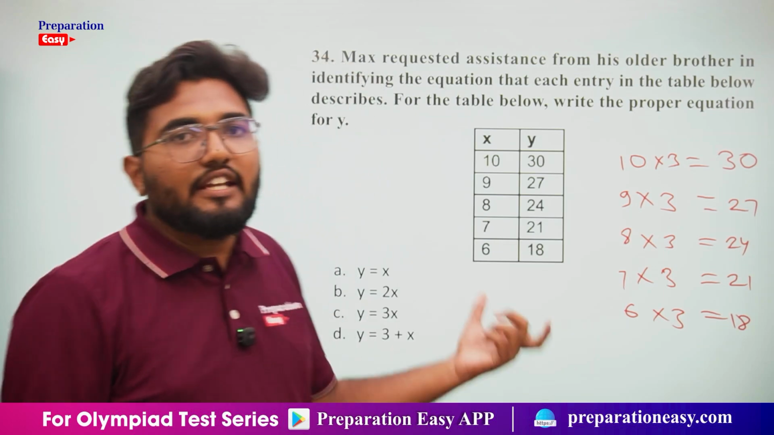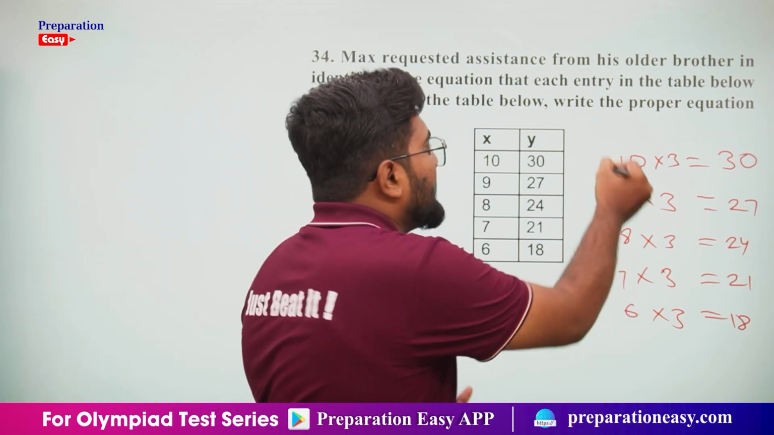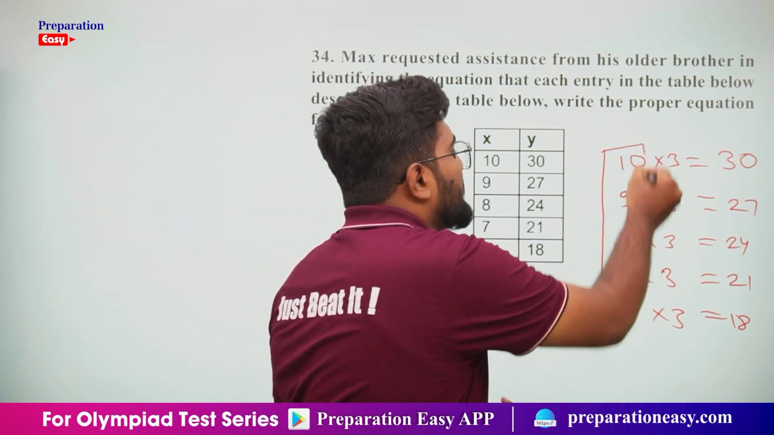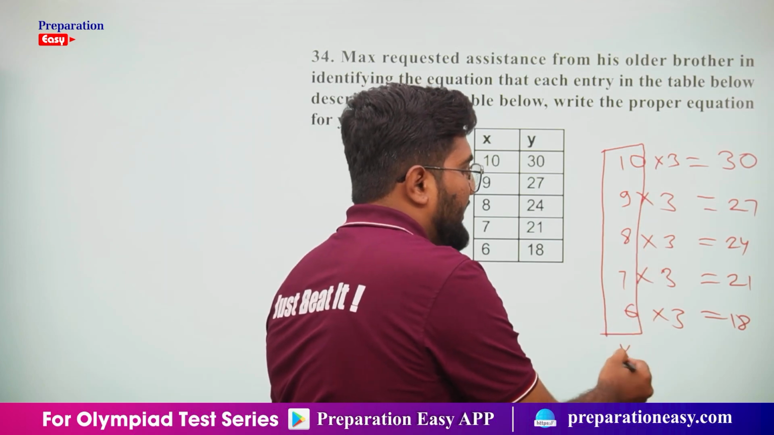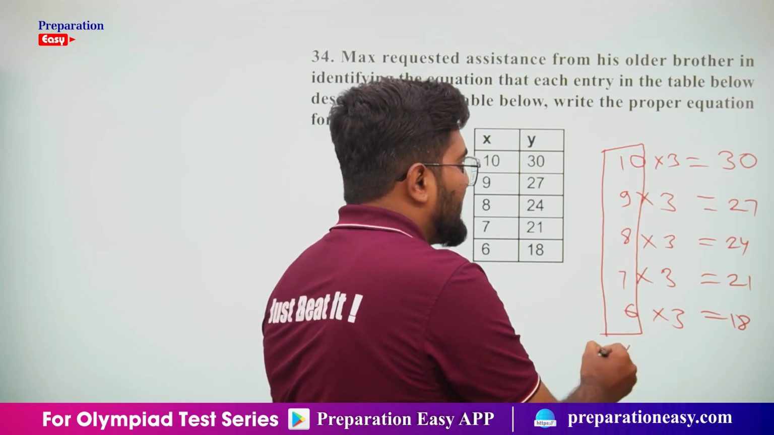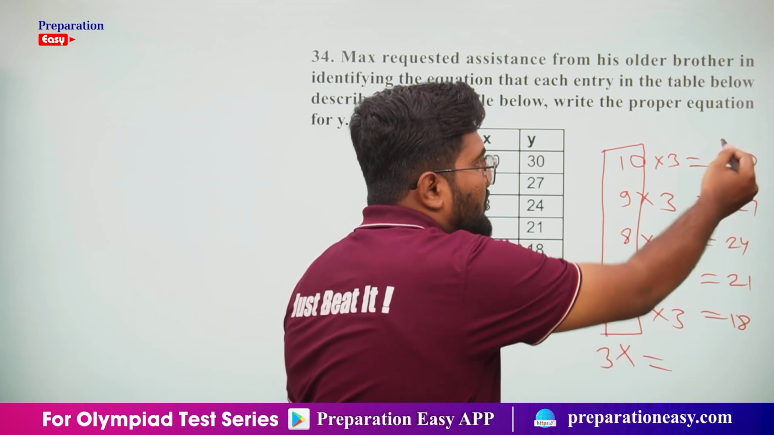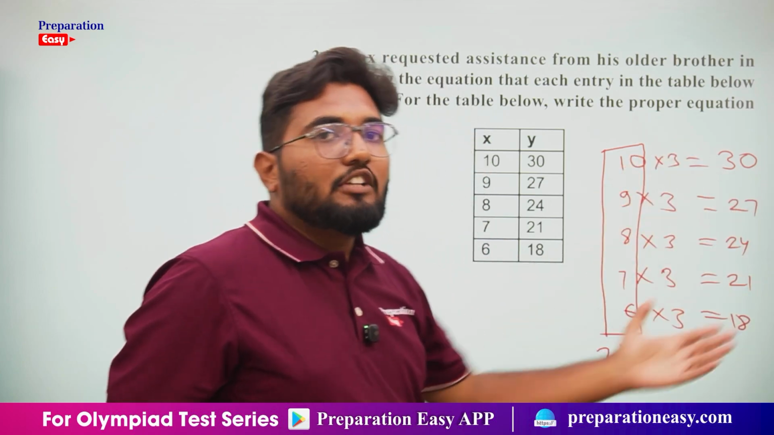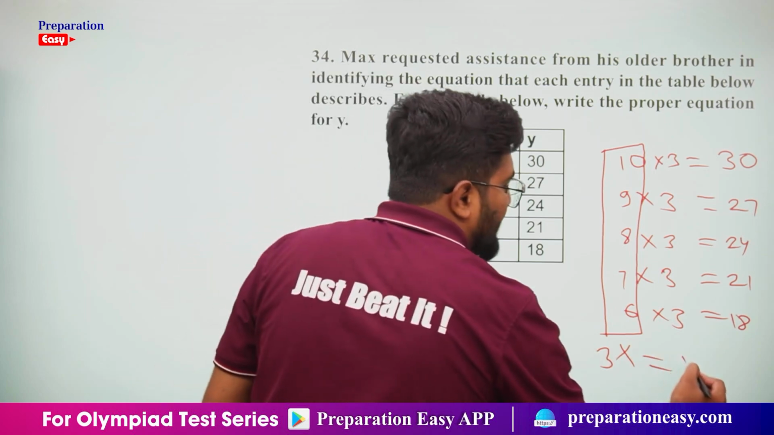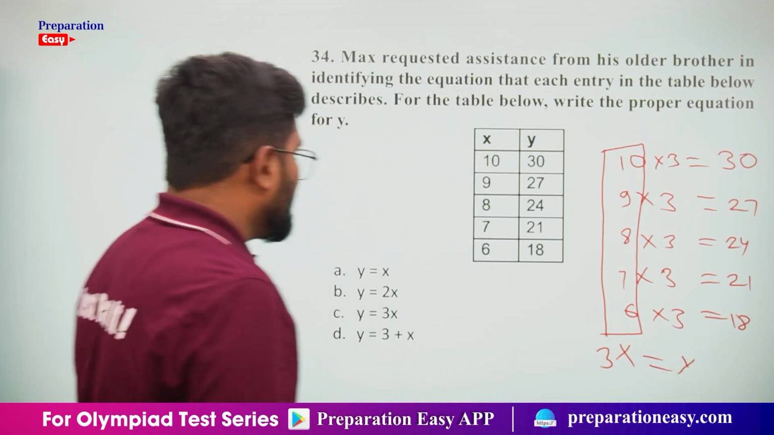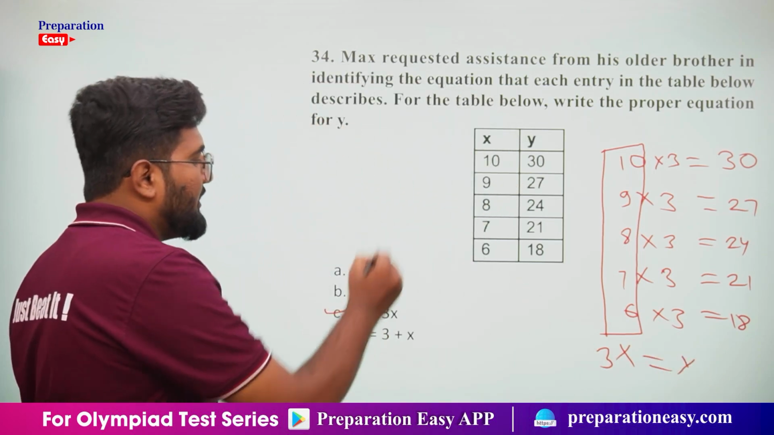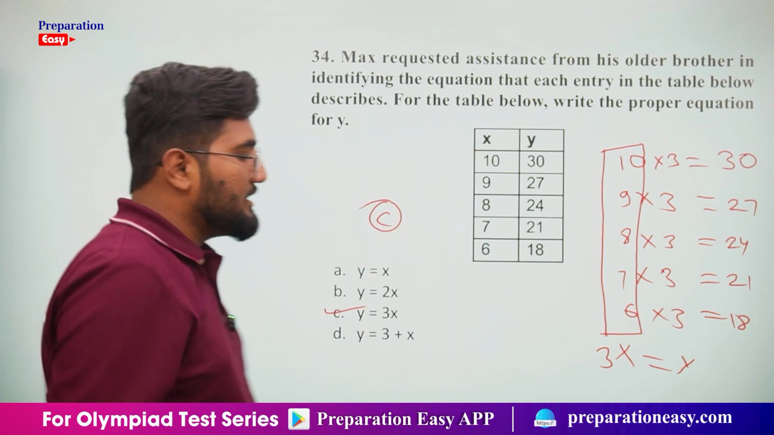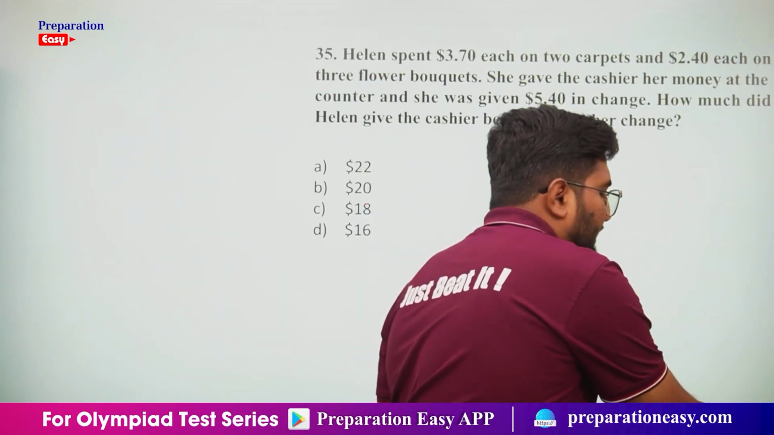So we got an equation. These are the values of x. Okay, so x multiplied by 3 means 3x equals to, what are the values? 30, 27, 24, 21, 18. These are values of y. So 3x equals to y, or y equals to 3x. So our option will be option C. The correct answer is option C, y equals to 3x.